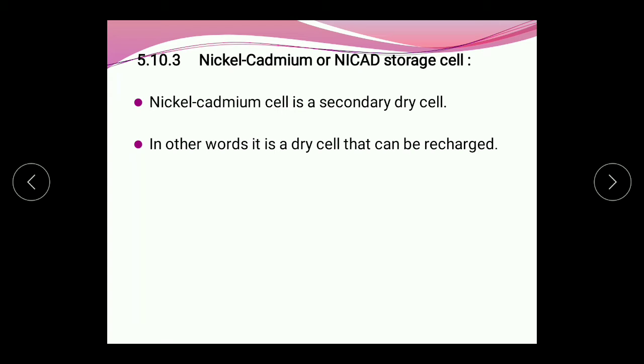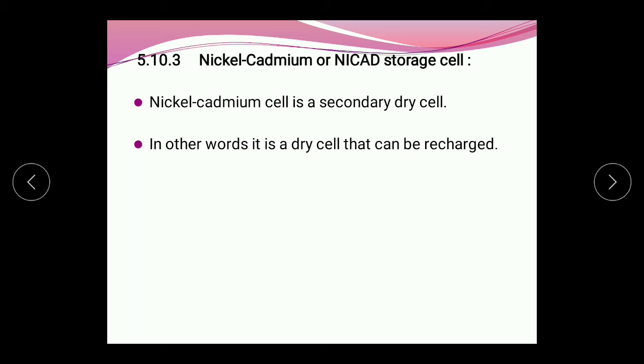In your syllabus, the figures or diagrams of both these cells are not included. Then you have to imagine the construction of the cell. In the exam also, you will be asked to explain and not to draw. Hence, we will just learn about the construction of the cell, that is the theoretical part. Construction of any cell requires what? Three basic things are required to construct a cell. One is anode, another is cathode, and the third one is electrolyte. The reactions are going to take place around these electrodes and in the electrolytic cell.